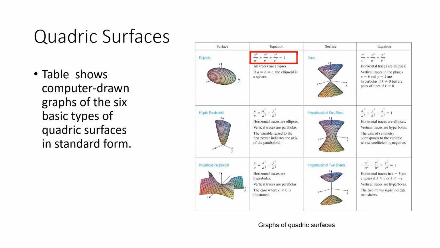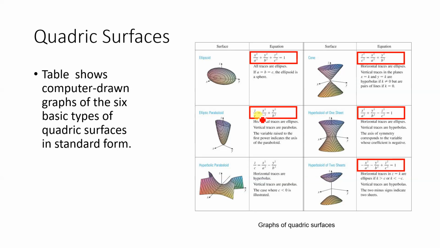Whereas if this type of equation has one negative sign, then this is a hyperboloid of one sheet. If it has two negative signs, then it is a hyperboloid of two sheets. And if there is no constant term and all the squared terms are there, z square over c square is equal to x square over a square plus y square over b square, then this is the elliptic cone.